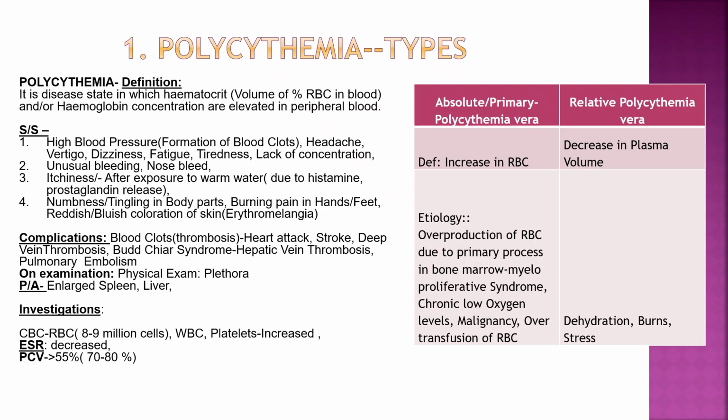So first, primary can be because of the increase in RBC. So it can be because of overproduction of RBC due to primary process in bone marrow. Myeloproliferative syndrome, chronic disease, low oxygen levels, malignancy, over transfusion of RBCs. Relative can be decrease in plasma volume, so decreased water loss in dehydration, burns, stress.